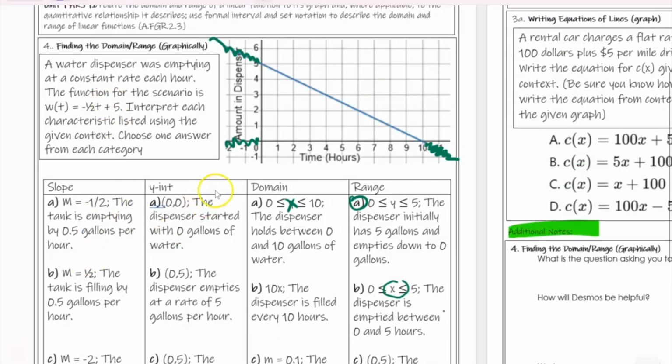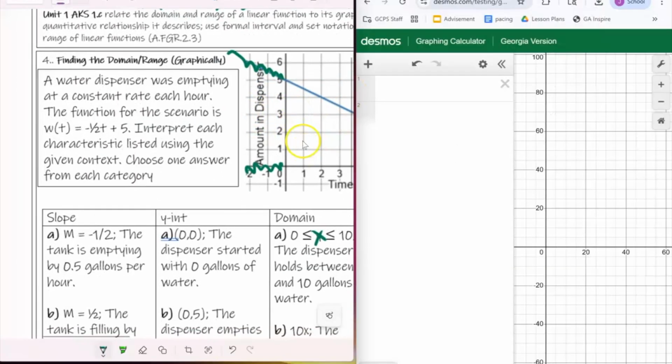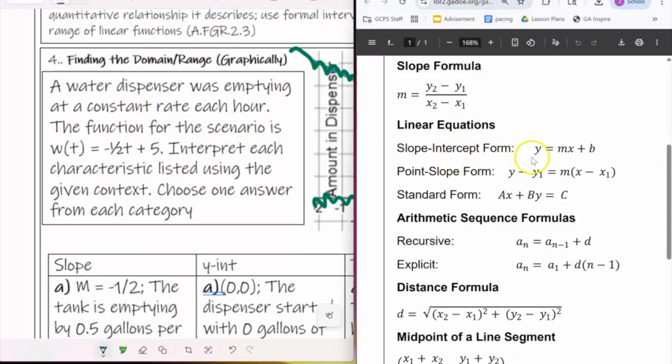Before I even look at my answer choices, I need to know what the slope is. I could put this graph into the calculator and have it tell me what the slope is, but I'm going to identify it from our formula sheet. It says y equals mx plus b. The number with the x, right before the x, is your slope. So we can see here that my slope is negative 1/2.